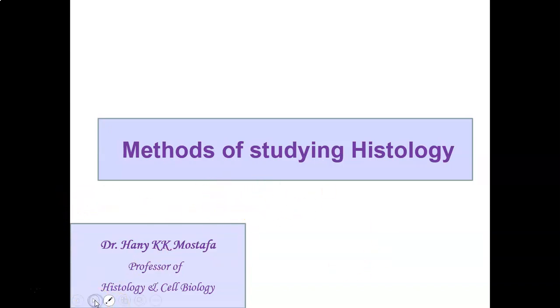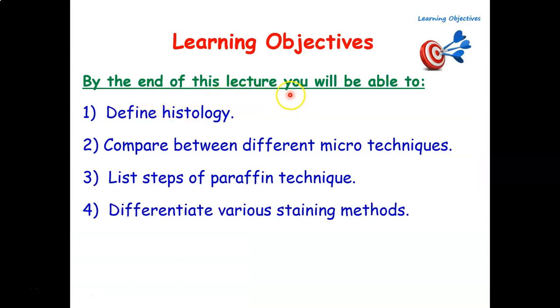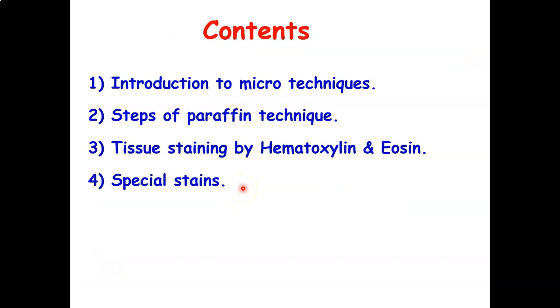Learning outcomes. By the end of this lecture, you will be able to define histology, compare different microtechniques, list the steps of the paraffin technique, and differentiate various staining methods. We are dealing with the following contents: introduction to microtechnique, steps of the paraffin technique, tissue staining by hematoxylin and eosin, and finally special stains.